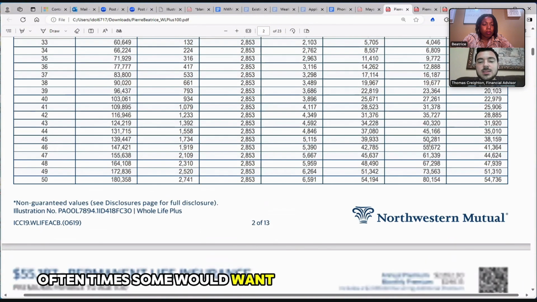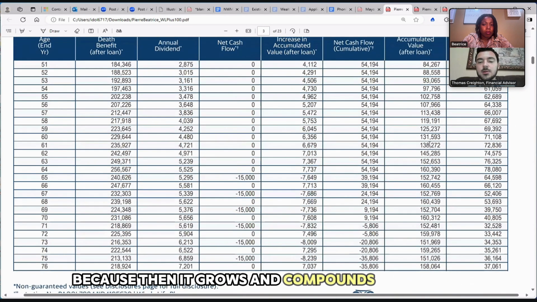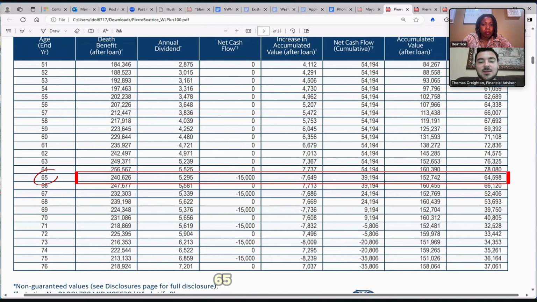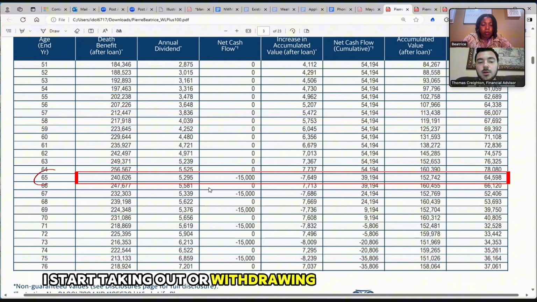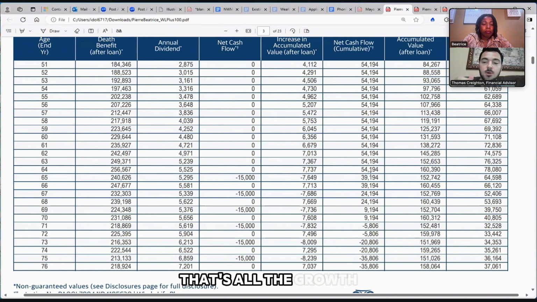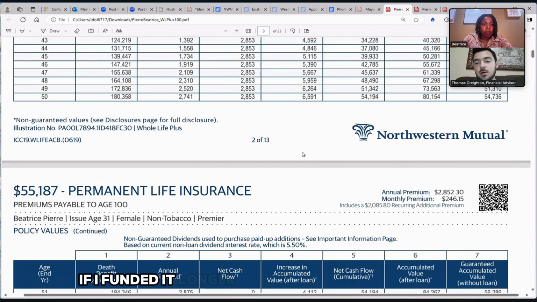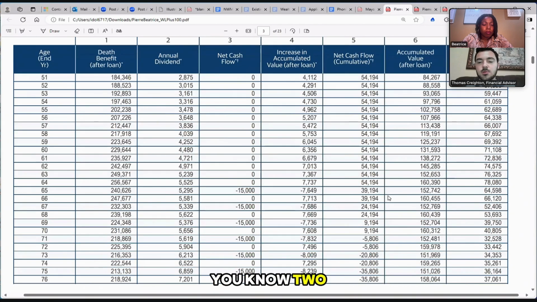Oftentimes, someone would want to more strategically leave a lot of the money sit long term, because then it grows and compounds more. So in this example, at 65 in retirement, I start taking out, withdrawing, or loaning out money. I had 160 at that point in the policy. Why is there 160? I paid in that 50 amount, plus all the growth, the earnings and interest I've gotten on it, and I only funded it until I was 50 years old. If I funded it longer, I'd probably have more like 2, 3, 400 plus thousand potentially in the policy. But in this example, my coverage amount is that 250 if anything happens, and my cash value is 160.